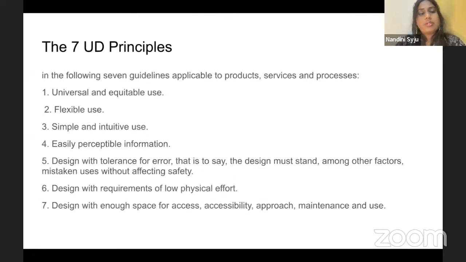So here are the 7 UD principles. UD stands for universal design. And what exactly is universal design? Universal design is literally what it means: universal, which means it's open for everyone. So it's a little different from inclusive design, right? It's equitable. What that means is that if I have to use it, or a 90-year-old has to use it, or a 7-year-old has to use it, or somebody who's visually impaired has to use it, the gap between the pain points will be very small, right?